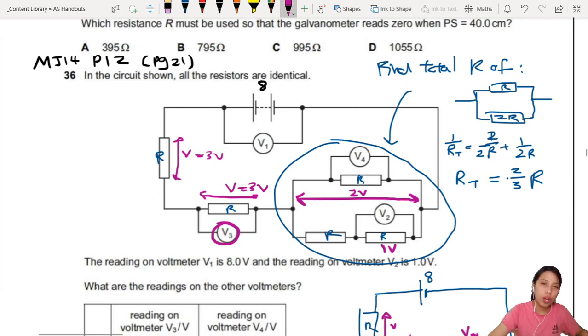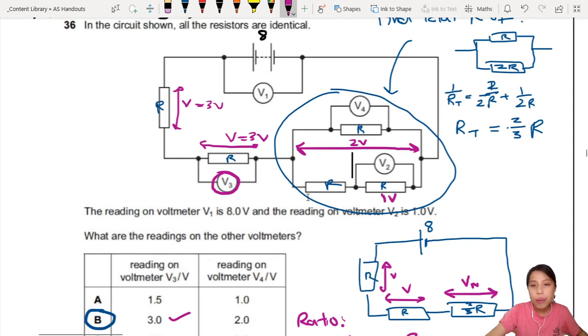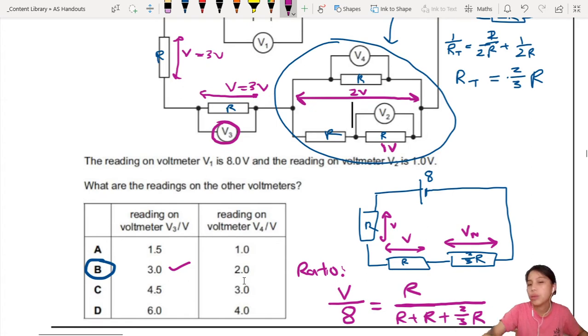And here we can solve pretty much almost everything already. Let's check. V3 should be 3 volts. This is the only one correct. Then you find that one straight away can solve. V4 is parallel. Okay, so this one is 2 volt. The one down there also 2 volt. So 2 volt, no? 2 volt. Correct. In fact, that's the only correct answer.